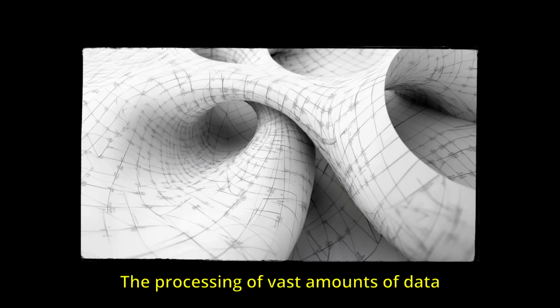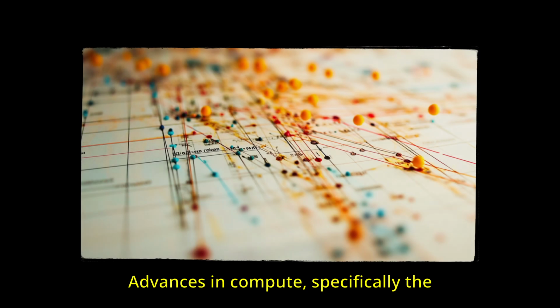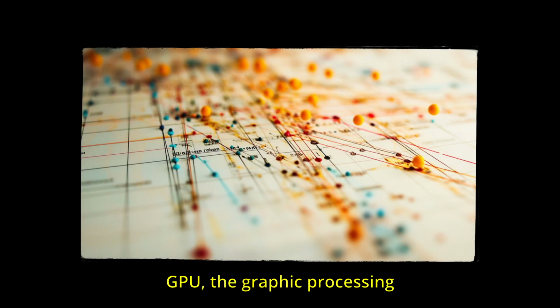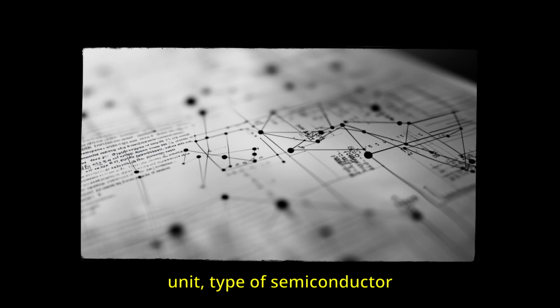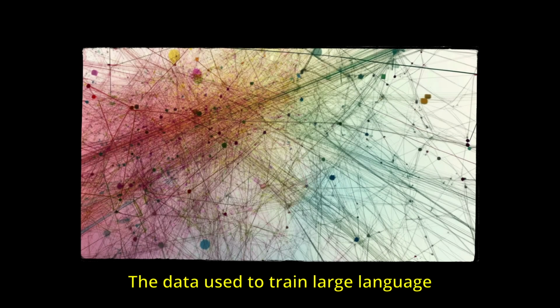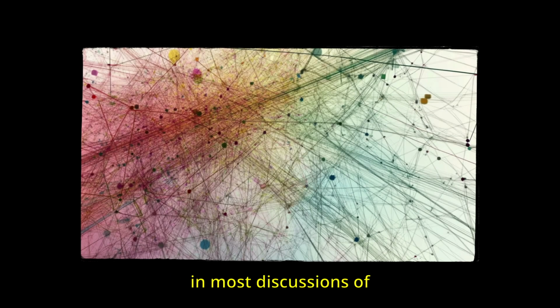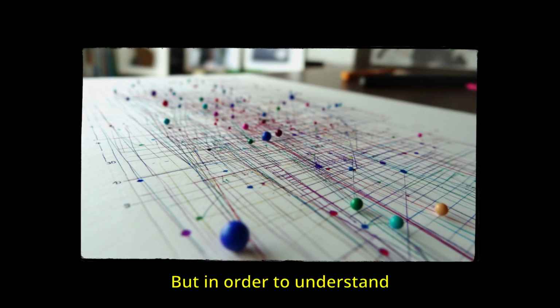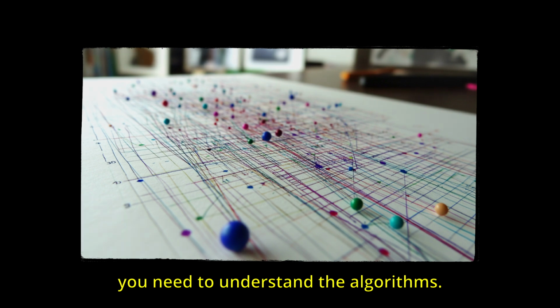The processing of vast amounts of data takes enormous computing capacity. Advances in compute, specifically the GPU, the graphic processing unit, type of semiconductor, are responsible for the advances that we are seeing in AI. The data used to train large language models does not get as much focus in most discussions of AI as the algorithms. But in order to understand what types of data you need, you need to understand the algorithms.